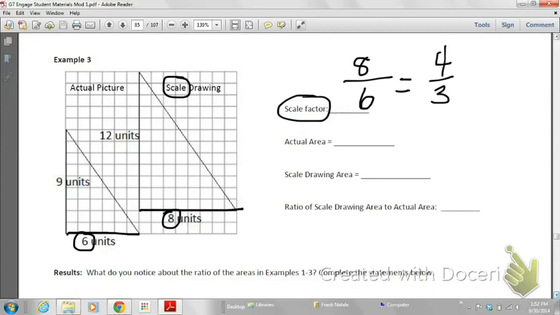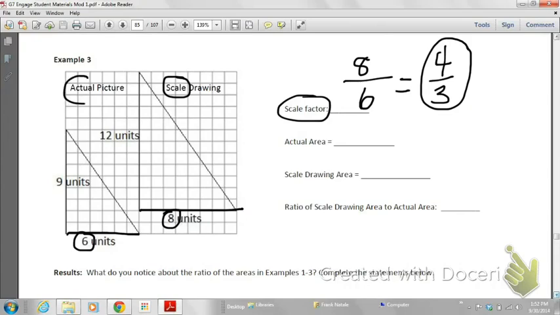Now, I hope this is becoming more and more quick for you to do. More and more natural, just right away knowing how to reduce fractions. All right, so let's go ahead and do the actual area.